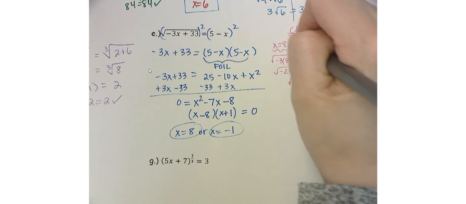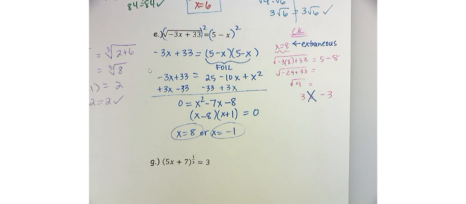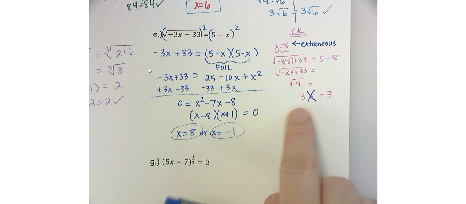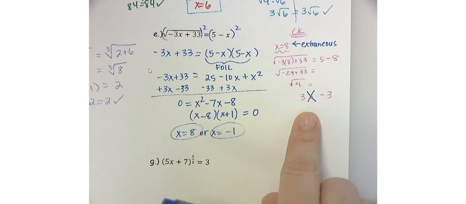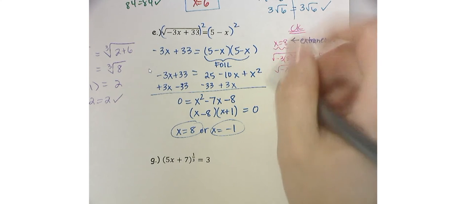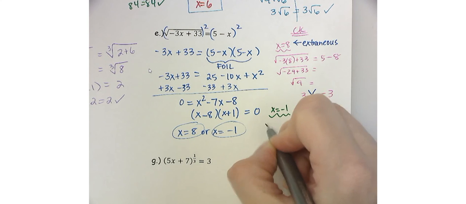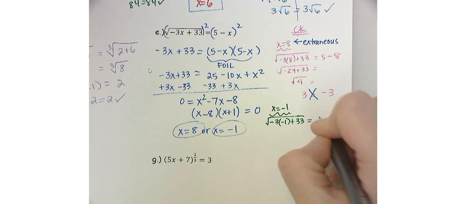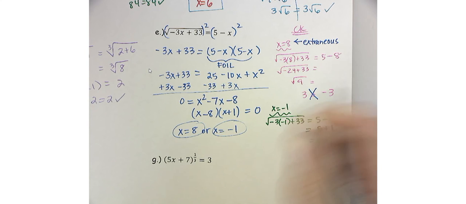Okay, so when I plug in negative 1, I have the square root of negative 3 times negative 1 plus 33 equals 5 minus negative 1, which is really 5 plus 1, or 6. Here I have 3 plus 33, which is the square root of 36. And 6 equals 6. Yep. So that means your solution is going to be x equals negative 1. Okay, and that's the only solution. Okay, so x equals negative 1 is your only solution for E.